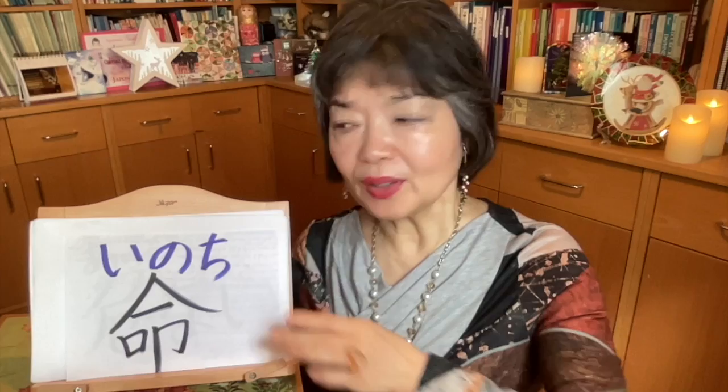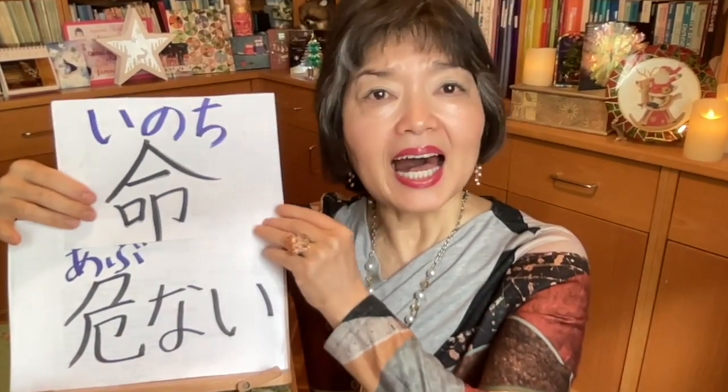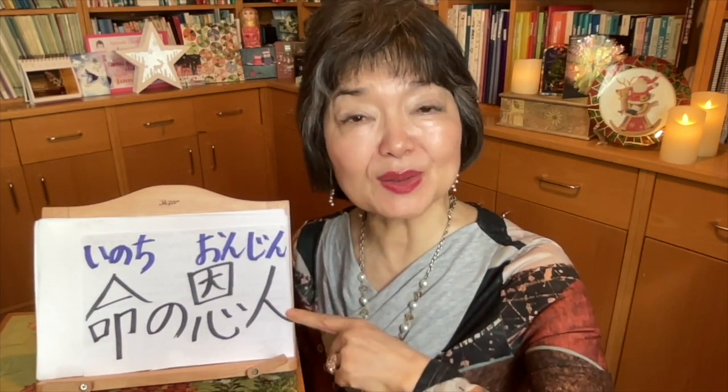The child's life is in danger. 子供の命が危ない。You saved my life. I owe you my life. 命の恩人。This is the person who saved someone's life. So the other someone feels a little bit of obligation or lots of gratitude toward this person. So 命の恩人, this person who saved someone's life.